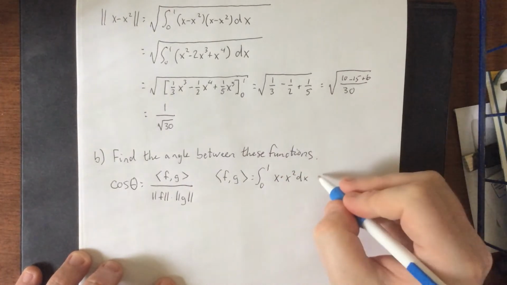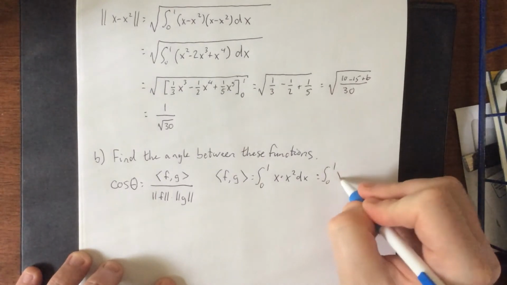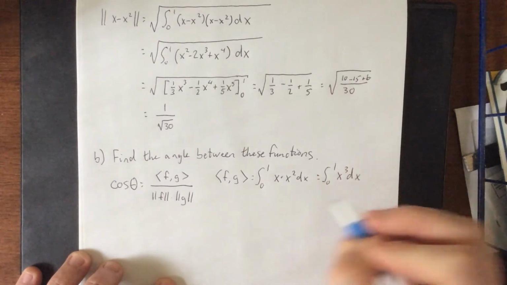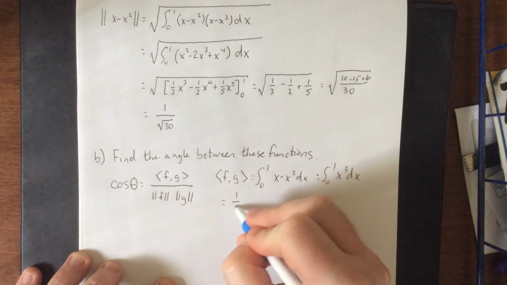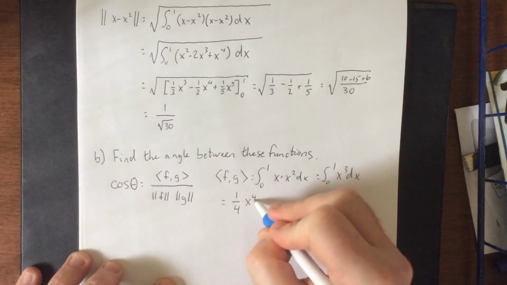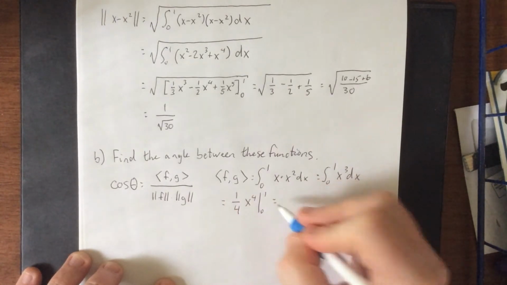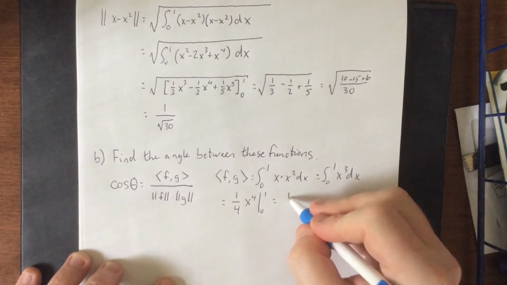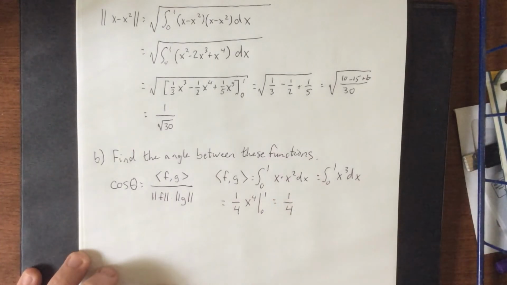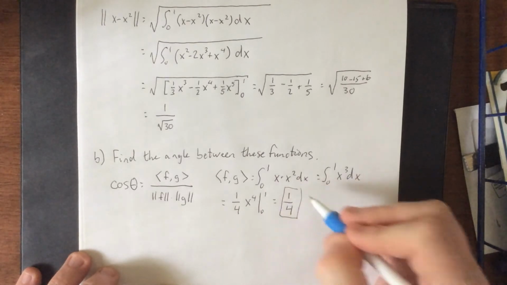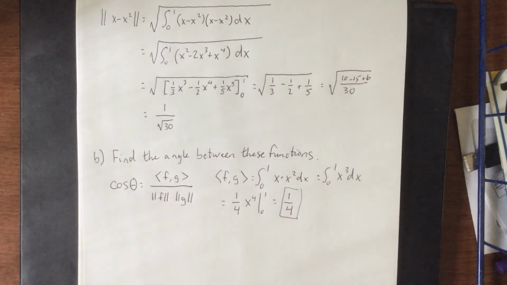Well, x times x squared is going to give us the definite integral from 0 to 1 of x cubed dx. According to the fundamental theorem of calculus, that'll be 1/4 x to the 4th going from 0 to 1. And plugging in these bounds, the upper bound will give us 1/4 and the lower bound will give us 0. So the inner product will be 1/4.